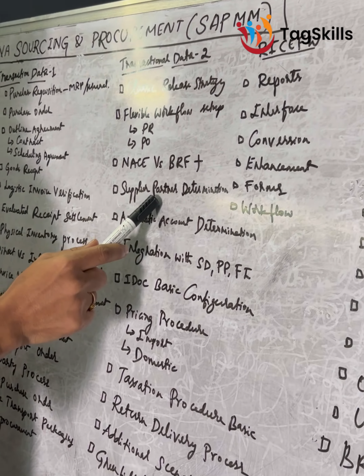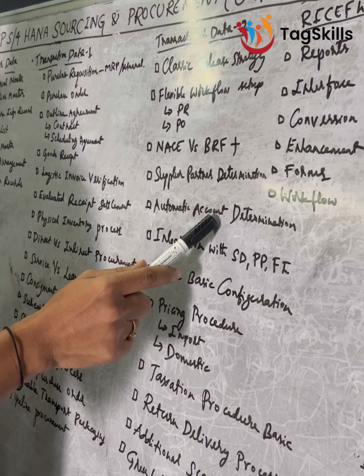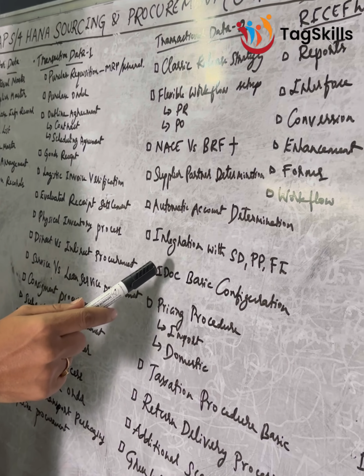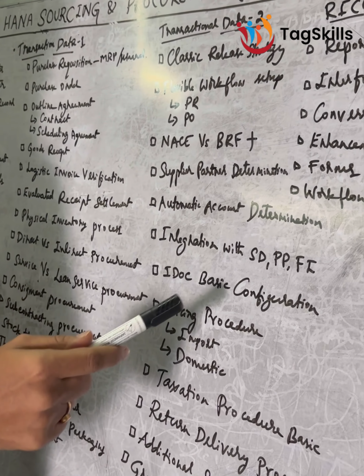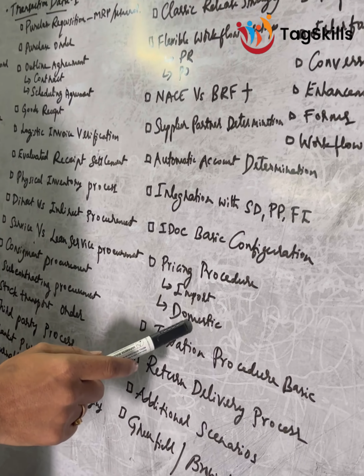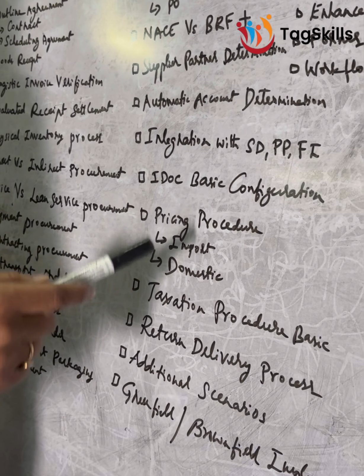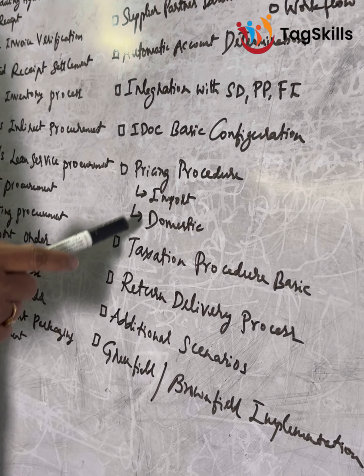Then the supplier partner determination process will be there, which you should do as a deeper dive. Then automatic account determination, which will be MM-FI integration. Then integration between all the modules, any scenarios that are there, we are going to execute the process. Then IDoc basic configuration. Then pricing procedure for import and domestic. Pricing will be handled with the international requirement or domestic requirement of procurement, that you have to learn in a realistic way.